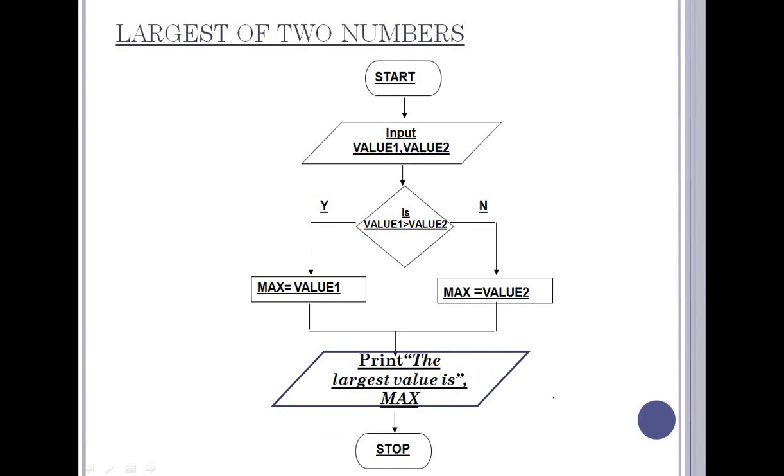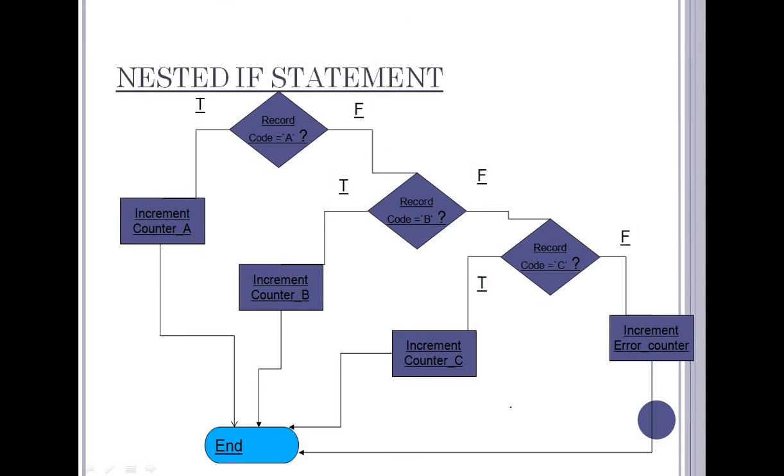If I want to find out the largest among two numbers, we will start with the start terminal, then input the values. If this is greater than this, then we will initialize the max with value 1, and if it is not that case, the max is going to be initialized with value 2, and we will print the maximum value and we will stop.